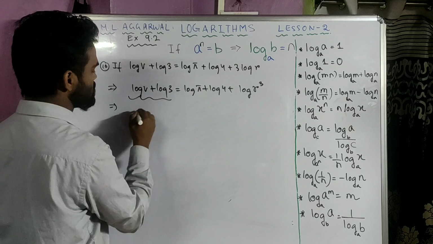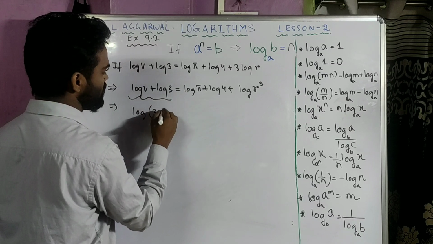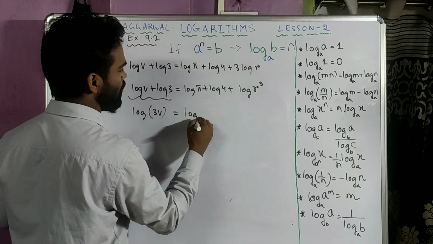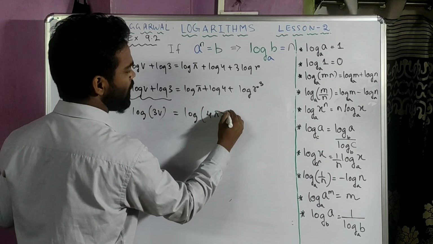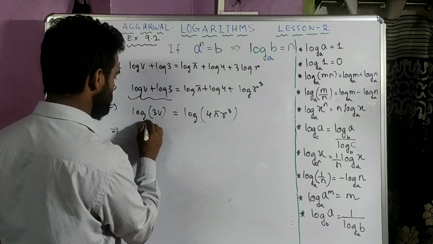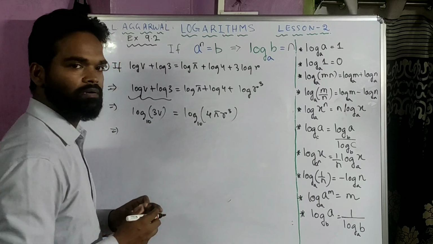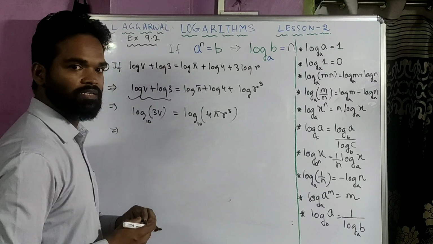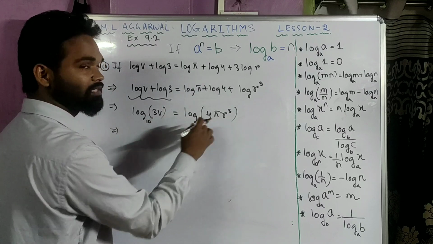Now if you write this as a single log, this becomes log 3v. And this becomes log 4 pi r cube, isn't it? The base is 10. Now both sides have log, and the base is the same. We can equate this also.